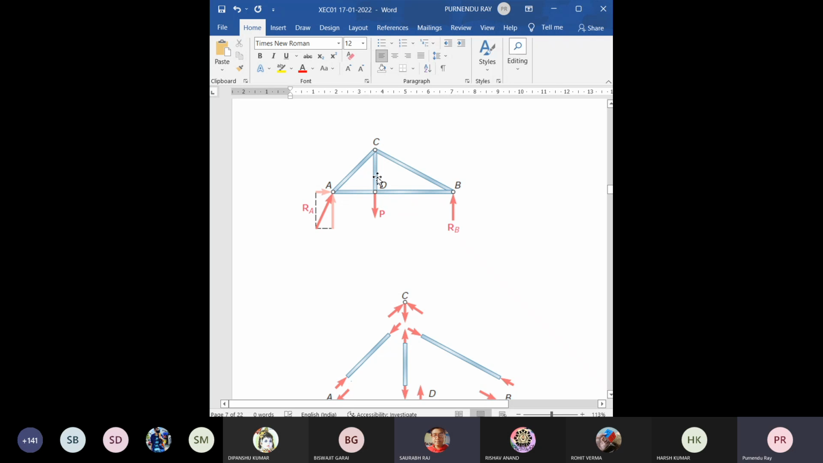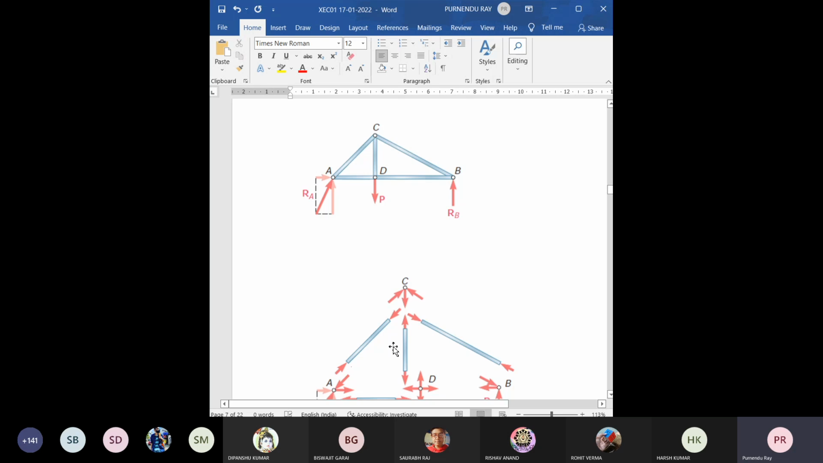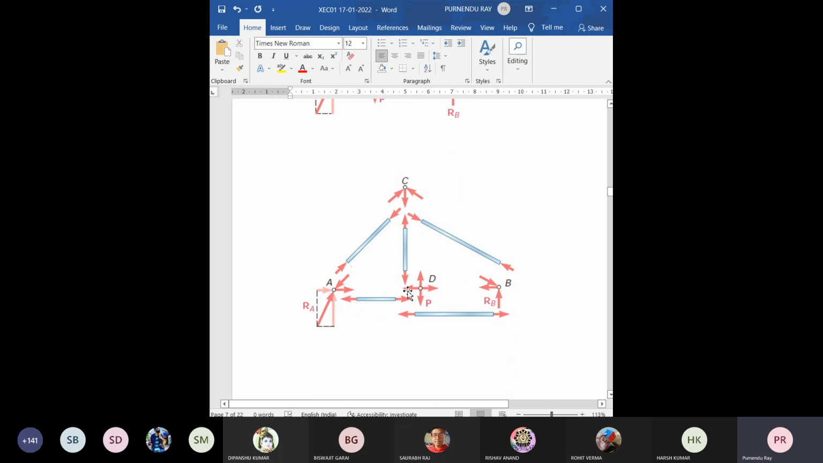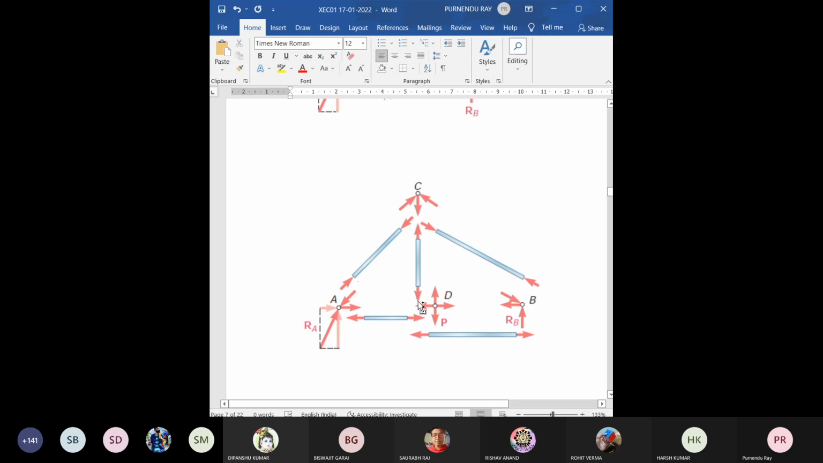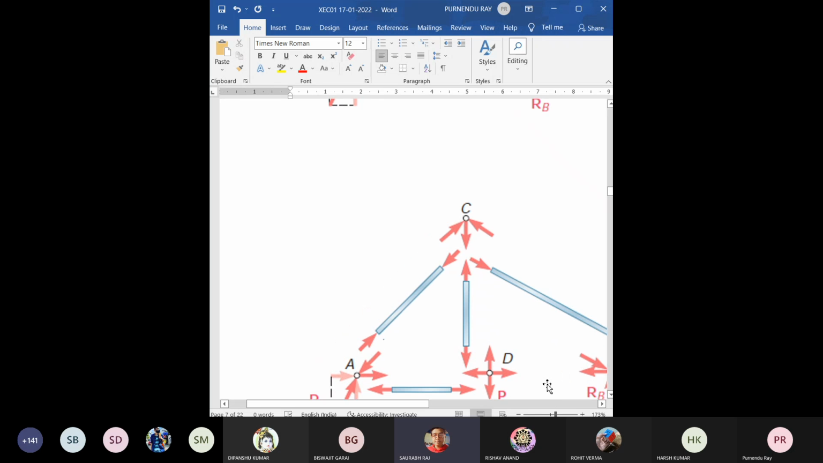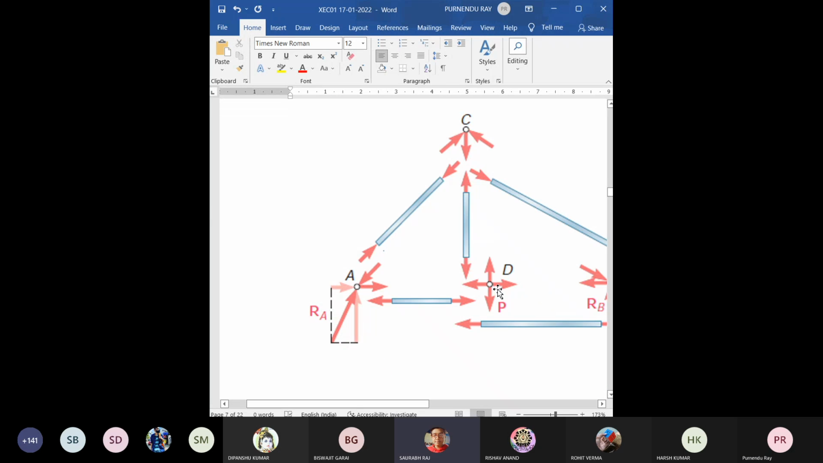Yes. When you are providing that support, it is not allowing it to move downward freely. That is, that collapse is restricted. So definitely some force is developed here. Those are the forces for the member AD, for the member BD, and for the member CD. These three reaction forces at the joint, and this is the applied force P. Okay, sir. Understand.